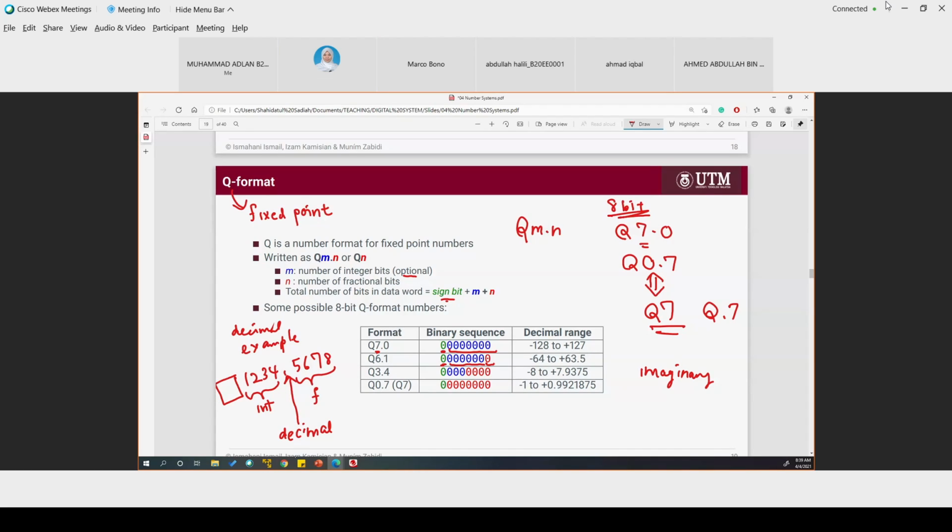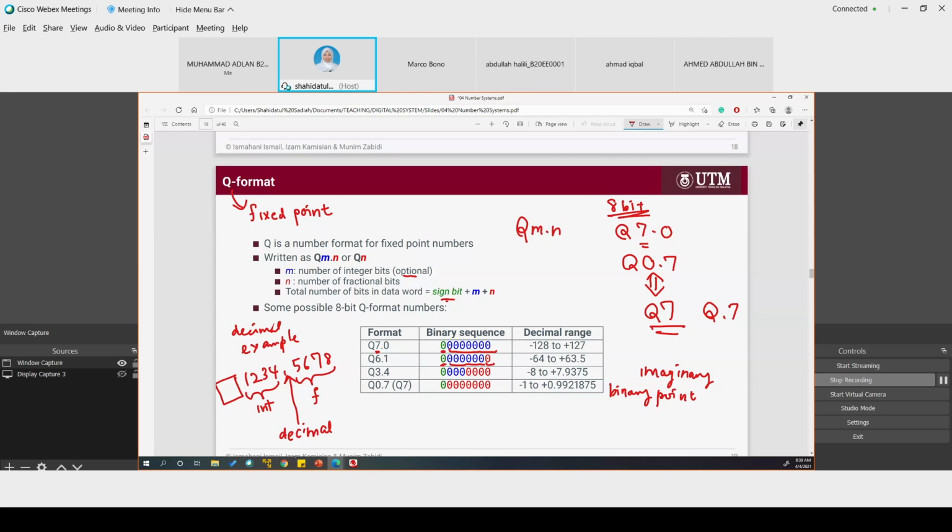Not related to imaginary number. It's just that the imaginary point means we don't put the binary point when we save the number, but we know, as a designer, that this is a fixed point format, Q format. All right, moving on.